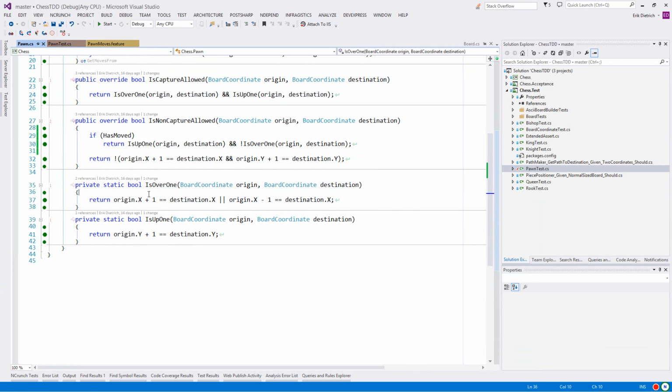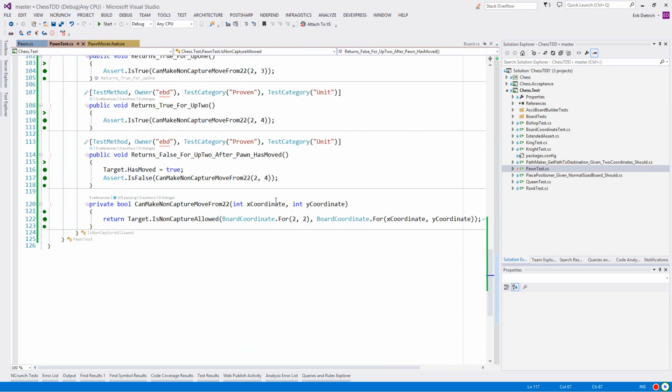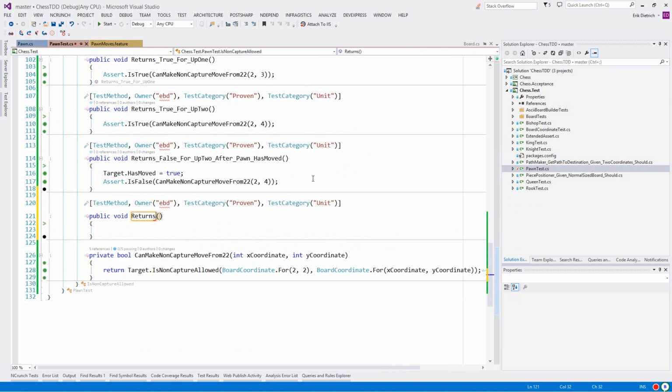So not only do I have to check to see if we've moved that it's over one, I also have to check to make sure it's not a diagonal move as well in that scenario. So that was a relatively simple logic error that I was making. So onwards and upwards.